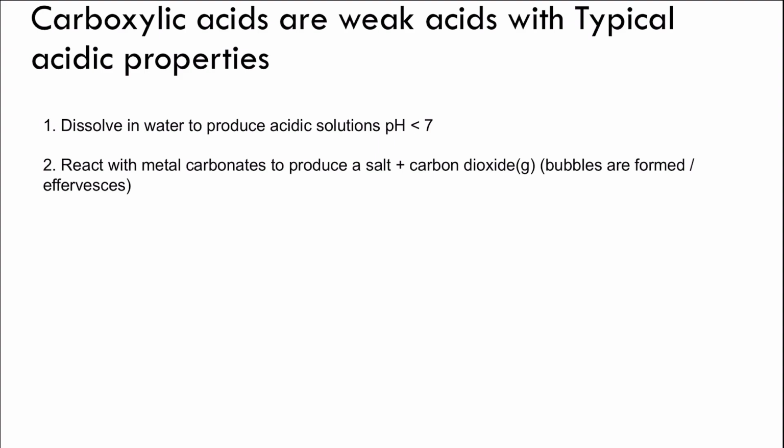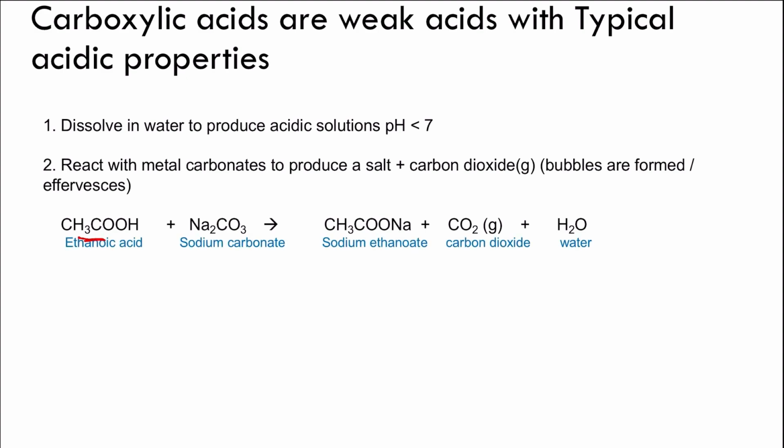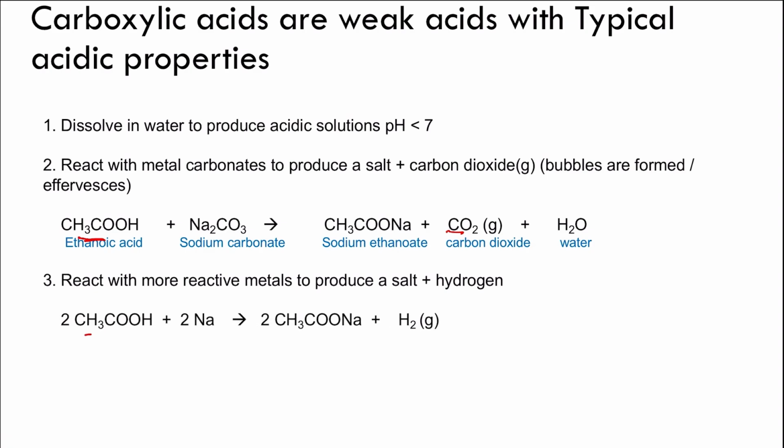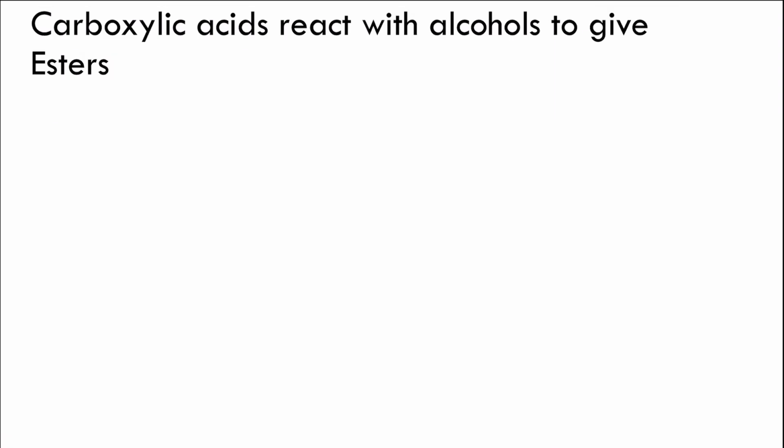They react with metal carbonates to give you salt, water and carbon dioxide. So ethanoic acid, for example, reacts with sodium carbonate to give sodium ethanoate, which is the sodium salt of ethanoic acid, carbon dioxide, and water. Also, they react with more reactive metals to give salt and hydrogen. So ethanoic acid reacts with sodium to give sodium ethanoate and hydrogen gas. And finally, they react with bases to give salt and water in a normal neutralization reaction.